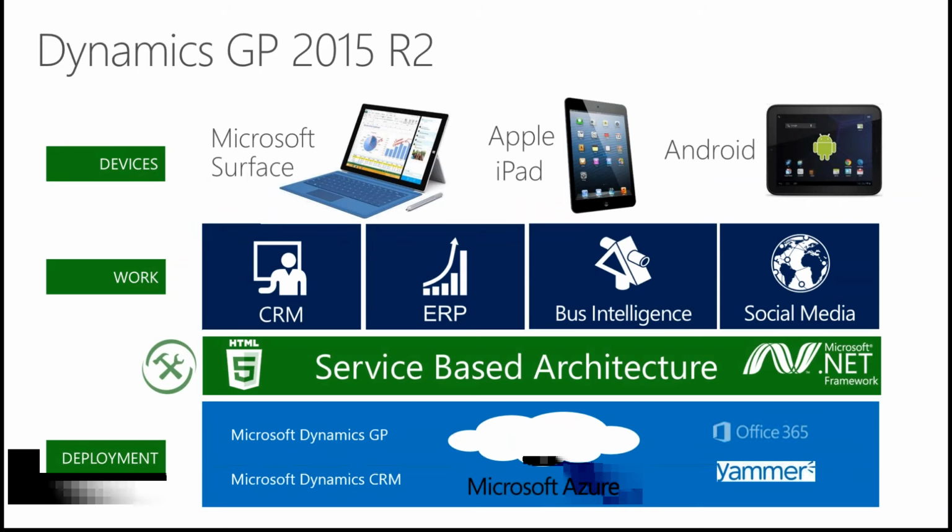So the GP 2015 R2 has multiple options for being able to deploy. We have Microsoft Azure, the Office 365 integration with Yammer, with Skype for Business. There's been a lot of talk recently about the service-based architecture, and so that's also something that's really been interesting and dynamic about the 2015 releases. In that work pane, we have CRM, ERP, business intelligence, and social media. And then in a few minutes, we're also going to be talking about some of the devices that you can also start to use GP 2015 on.